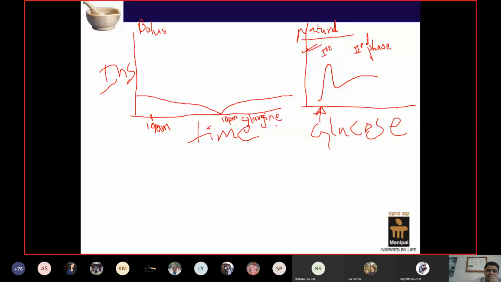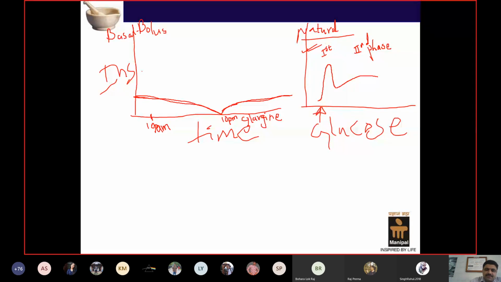Glargine is the longest acting insulin. It acts for 24 hours. It is a peakless insulin. So what happens? When we give it at 10 p.m., the insulin concentration slowly rises and remains for 24 hours. Then it will fall at around 10 p.m., where again the second dose is given. So this is basal. The basal dose is produced by glargine.